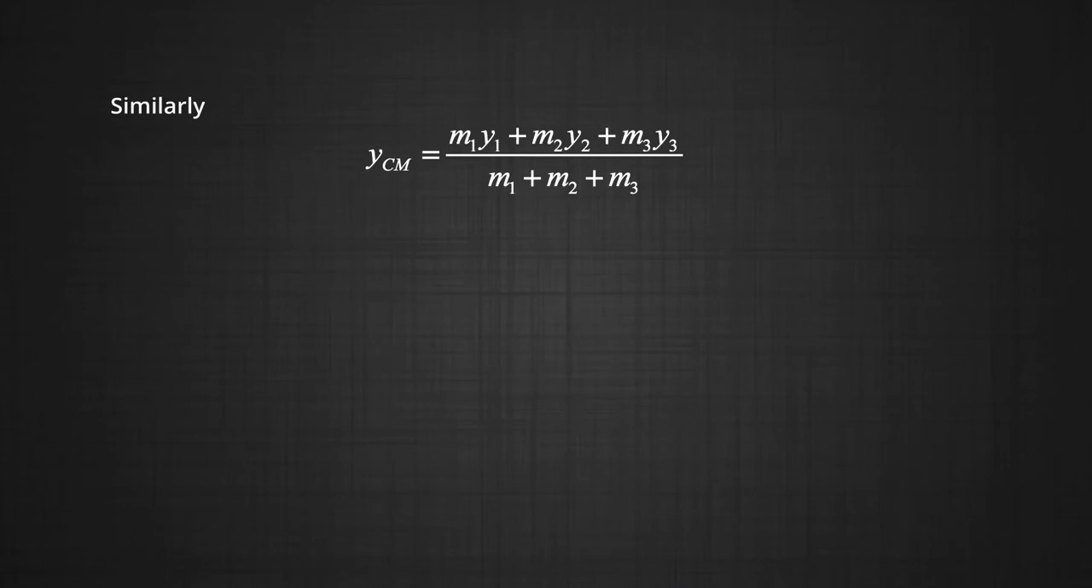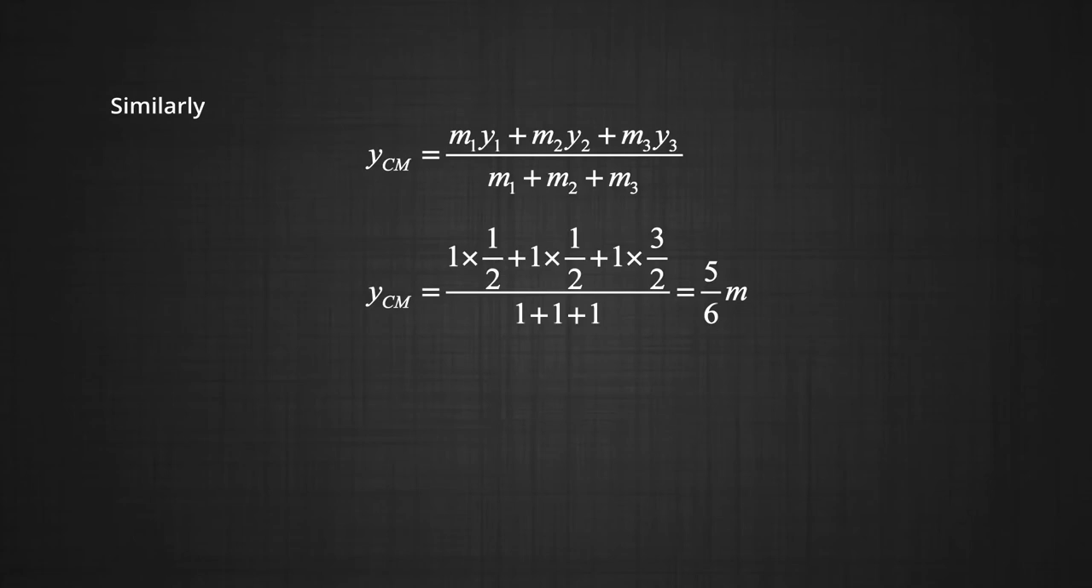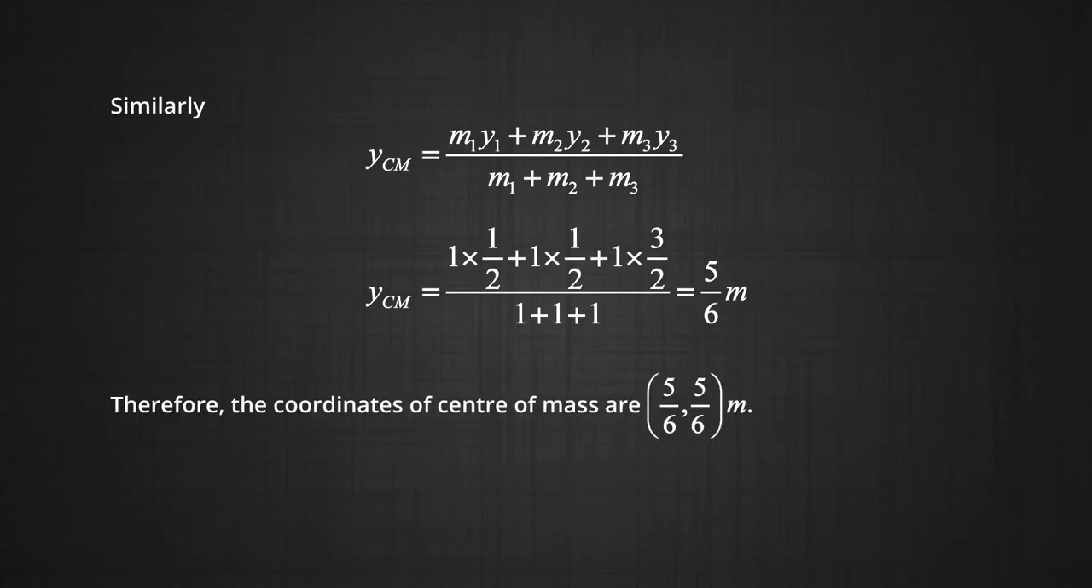Similarly, we can find YCM as M1 Y1 plus M2 Y2 plus M3 Y3 divided by M1, M2 and M3, where Y1, Y2, Y3 are the y coordinates of the center of mass of each square we are talking about. Therefore, YCM is equal to 1 into half plus 1 into half plus 1 into 3 by 2, whole divided by 3 kg. It comes out to be 5 by 6 meter. Hence, we can conclude the coordinate of the center of mass of the L-shaped lamina is 5 by 6 comma 5 by 6 meter.